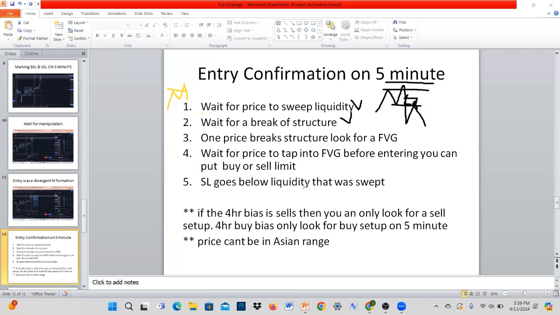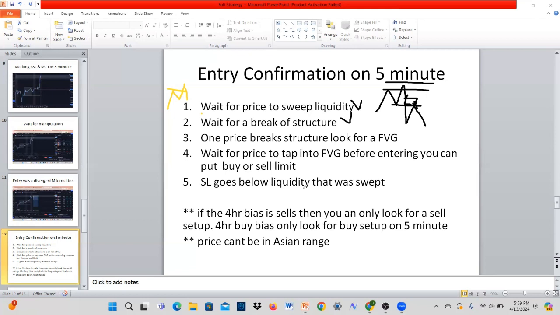All right, so keep in mind that you want to take a trade that aligns with your 4-hour bias. So if your 4-hour bias is sells, then you can only look for a sell setup. You don't want to have a contradiction in your trading plan. You don't want to see sells on the 4-hour and then on the 5-minute you want to buy. That's a contradiction that causes more headaches, and that's a less probable setup. So you want the highest probable setup possible.